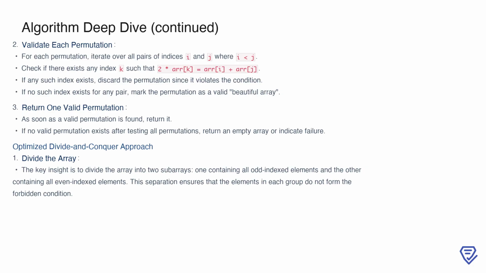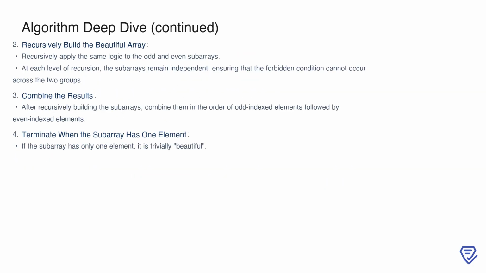This approach begins by dividing the array into two groups, one containing all odd-indexed elements and the other containing all even-indexed elements. This partitioning plays a crucial role in ensuring that the forbidden condition cannot occur. The divide-and-conquer approach proceeds by recursively constructing the beautiful array. Once the array is divided into odd and even subsets, we apply the same logic to each subset, breaking them down further until they consist of only one element. This recursive process ensures that the subsets remain independent, and no triplets can form the forbidden condition between these groups. After constructing the odd and even subarrays, we combine them, placing the odd-indexed elements first, followed by the even-indexed elements.